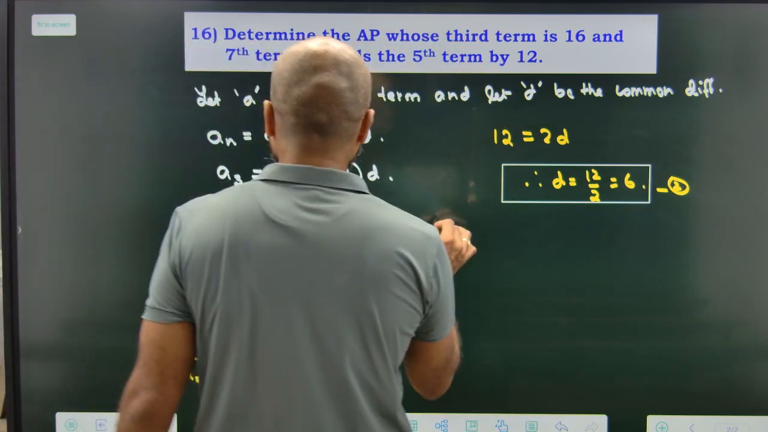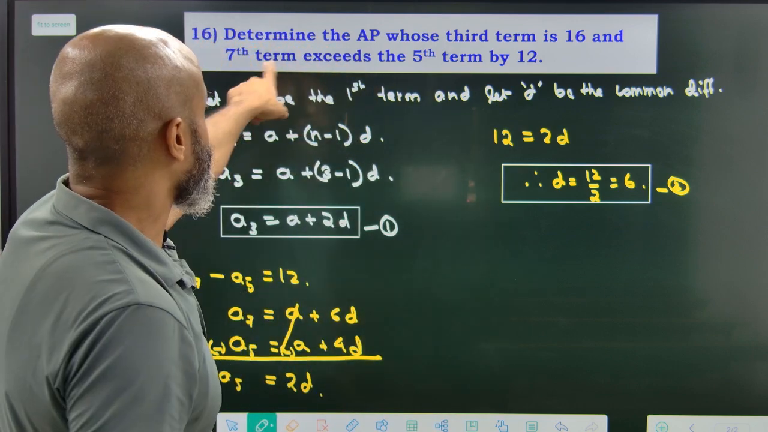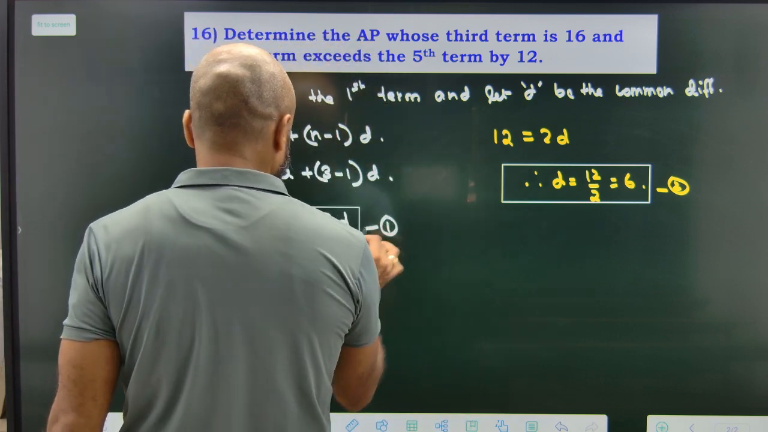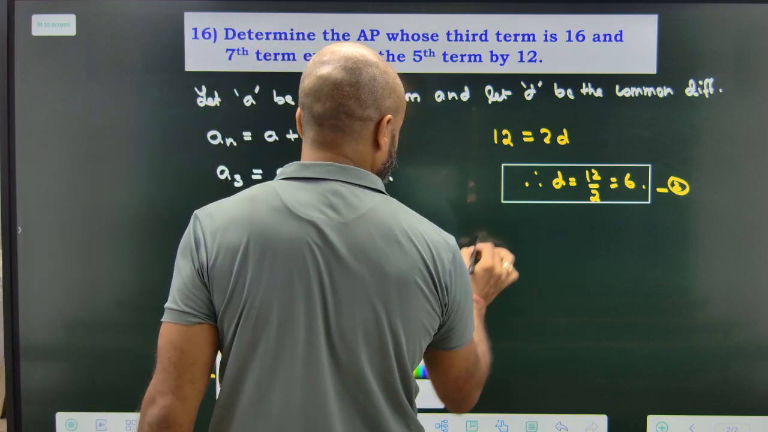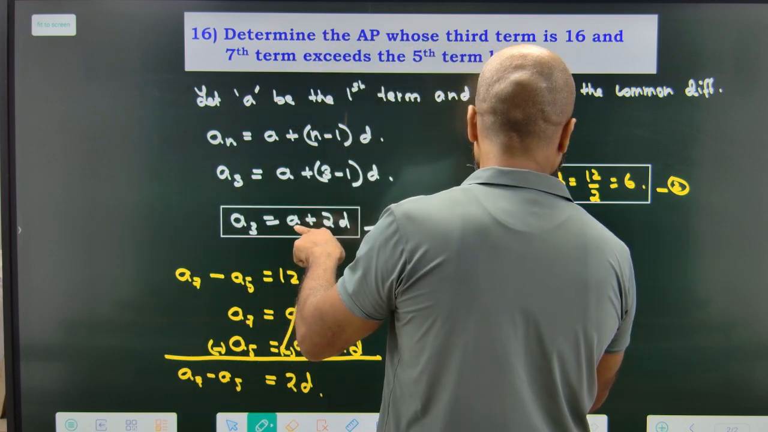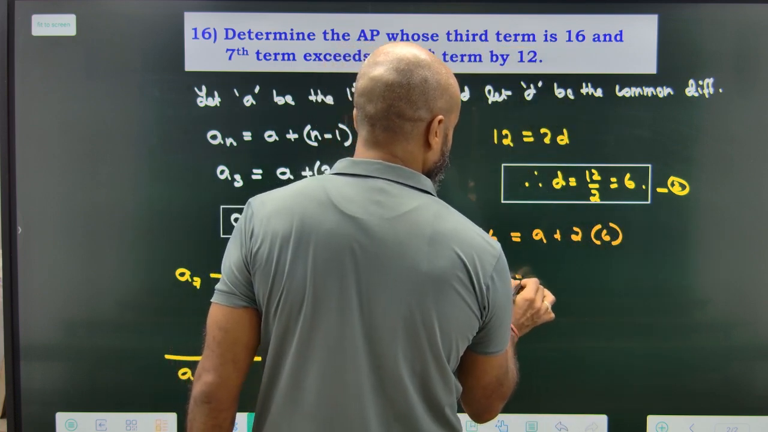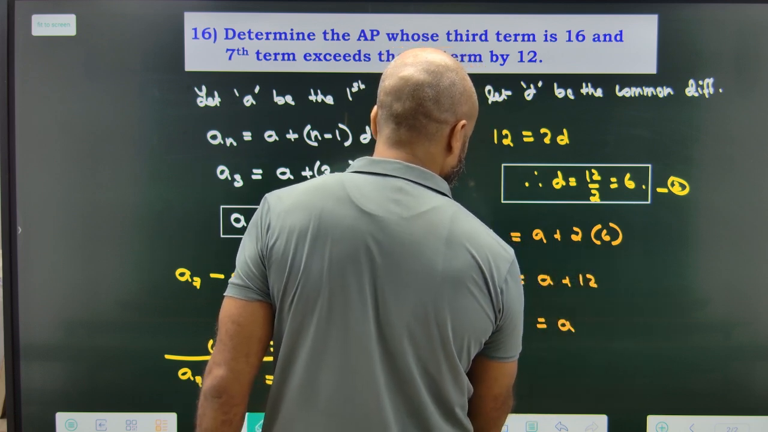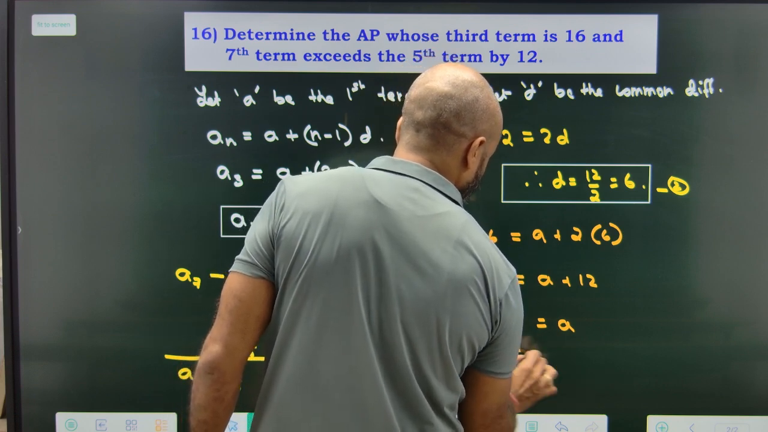Now substituting, we have an AP whose third term is 16. We know that the third term a3 is basically 16. So in place of a3 we put 16, a plus 2d. 2d means 2 into 6. So that will be 16 is equal to a plus 12. So a here will be 16 minus 12, that is 4. So the value of a comes out to be 4.